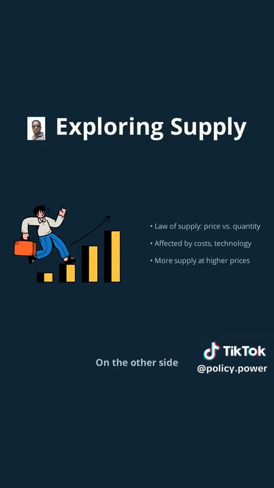On the other side, supply is all about how much producers are willing and able to sell at different prices. The law of supply states that as prices increase, producers are more willing to supply more of the product. For example, if the price of coffee rises, coffee farmers are motivated to grow and sell more beans. Supply can be affected by production costs, technology, and the number of sellers in the market. Understanding supply helps us see how businesses respond to changing market conditions.